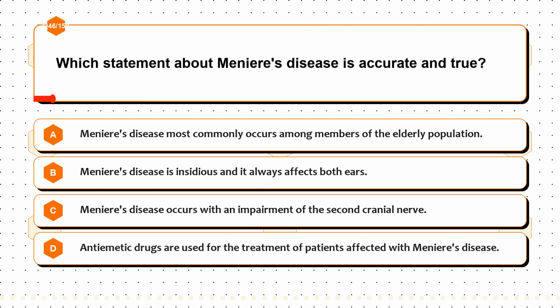Question 46. Which statement about Meniere's disease is accurate and true? Here are the options. Option A, Meniere's disease most commonly occurs among members of the elderly population. Option B, Meniere's disease is insidious and it always affects both ears. Option C, Meniere's disease occurs with an impairment of the second cranial nerve. Option D, antiemetic drugs are used for the treatment of patients affected with Meniere's disease.